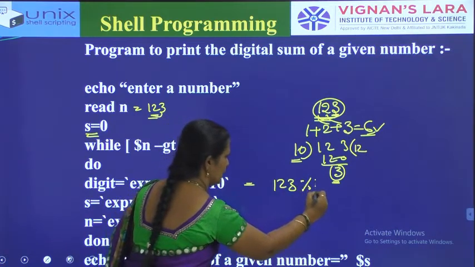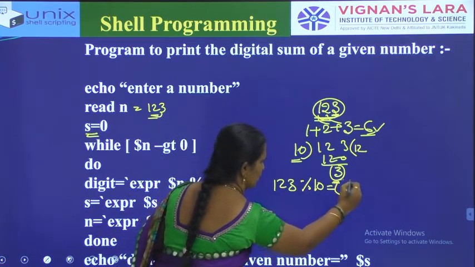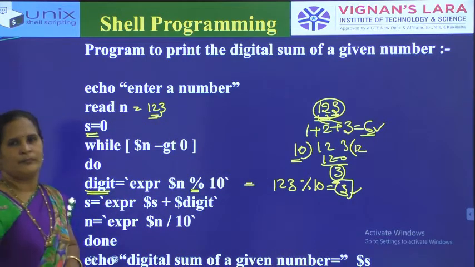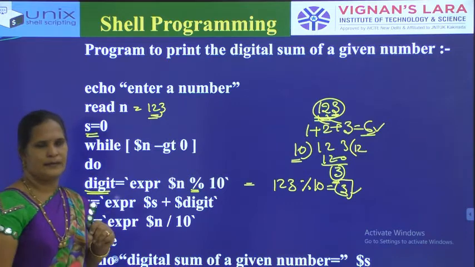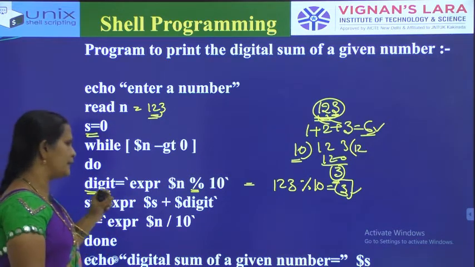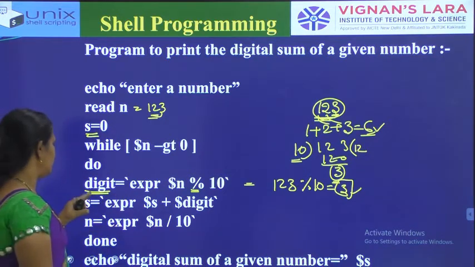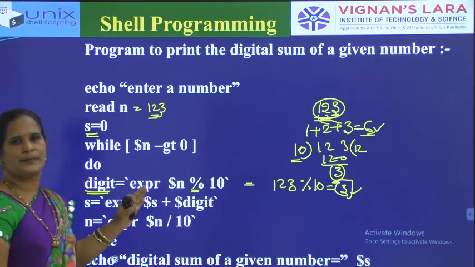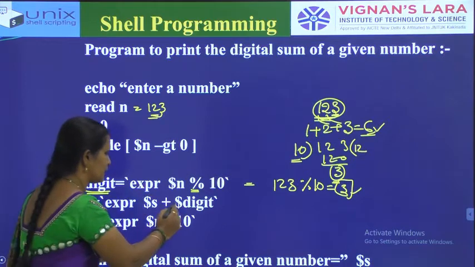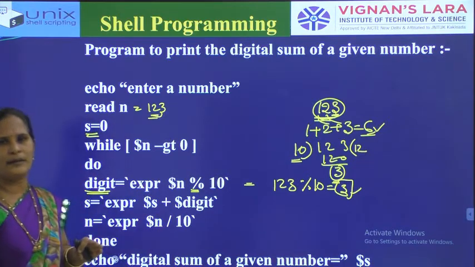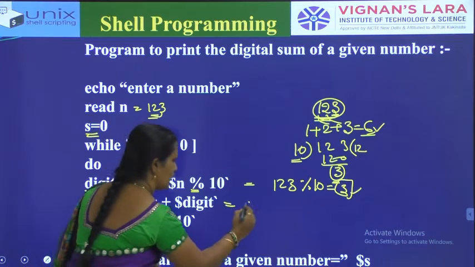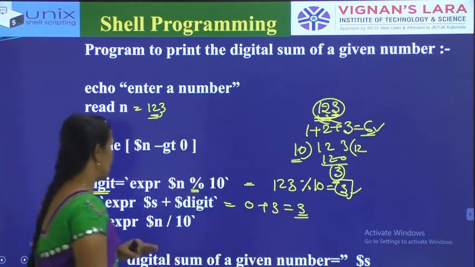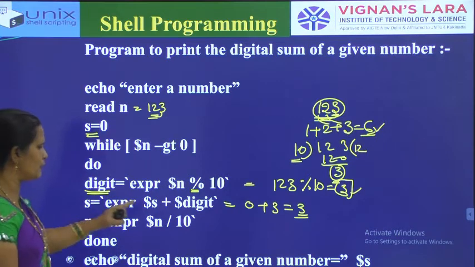123 percentage 10 is equal to how much? 3. This 3 is stored in a variable digit. Next, what we have to do? We have to add this number to sum. For this, I initialized s with 0. s is equal to expr $s plus $digit, which means 0 plus 3, which is equal to 3. Now the sum is 3.